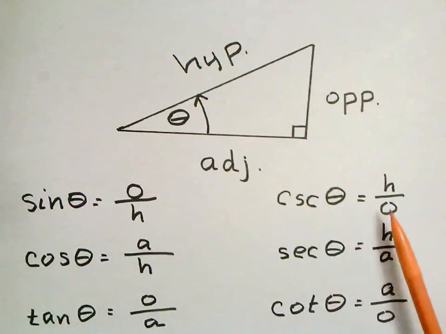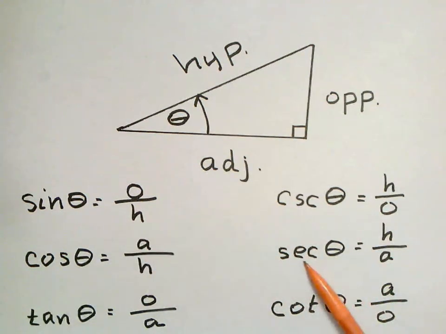Cosecant of theta is the reciprocal of sine. Secant is the reciprocal of cosine. And cotangent is the reciprocal of tangent. So SOH-CAH-TOA, or O-A-O-A, H-H-A-H. Another way to remember that.